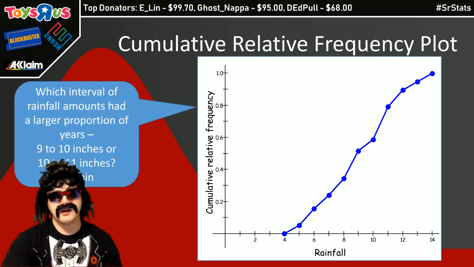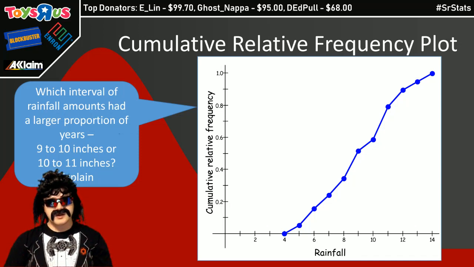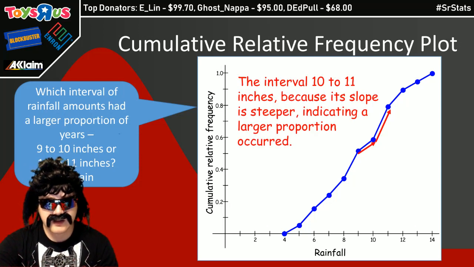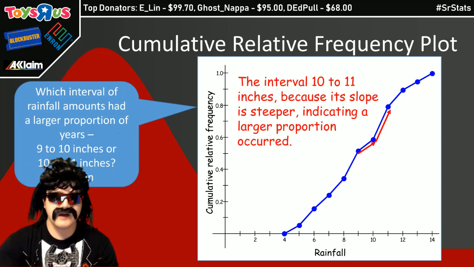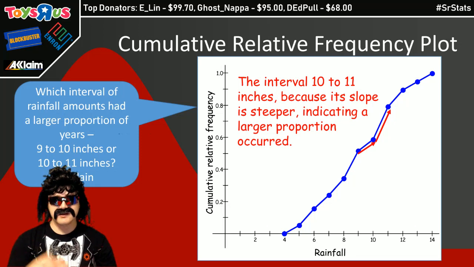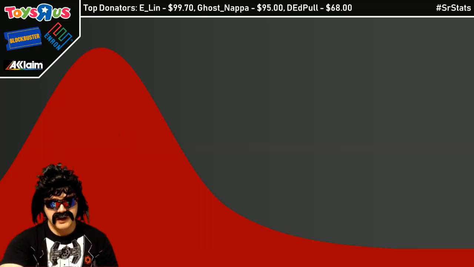The next question is, which interval of rainfall had the larger proportion of years, 9 to 10 inches or 10 to 11 inches, and we're going to explain. We're going to look at the 9 to 10 inches and the 10 to 11, and notice that the 10 to 11 was steeper, which means it had to occur more often. So 10 to 11 had more years.